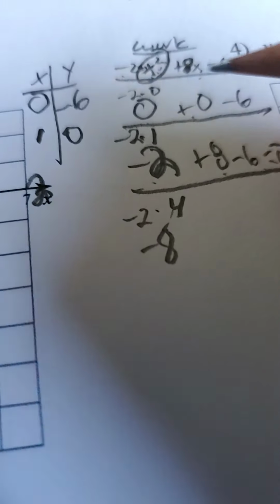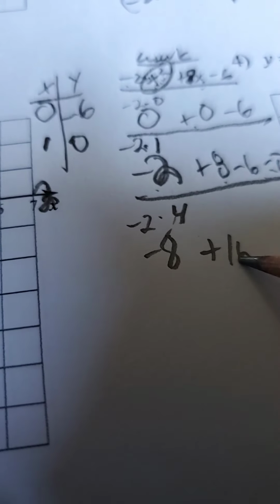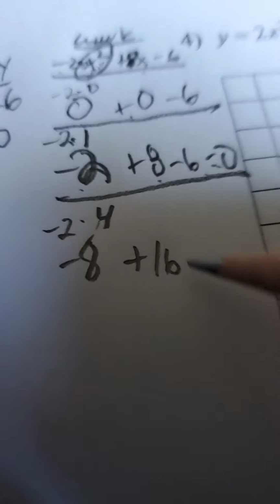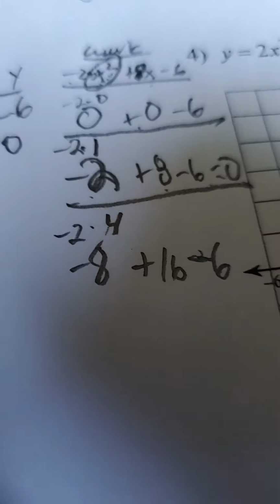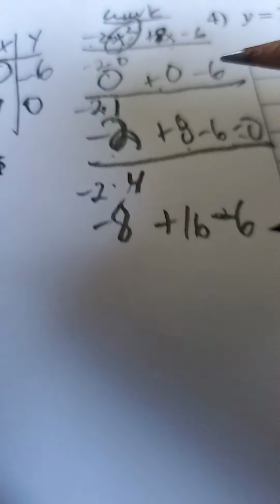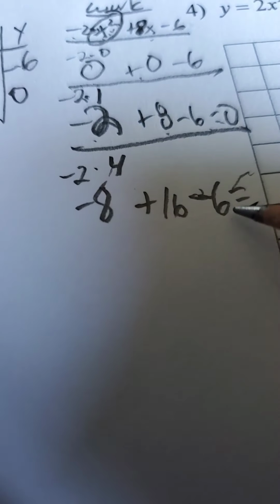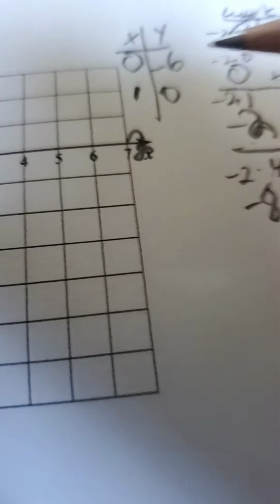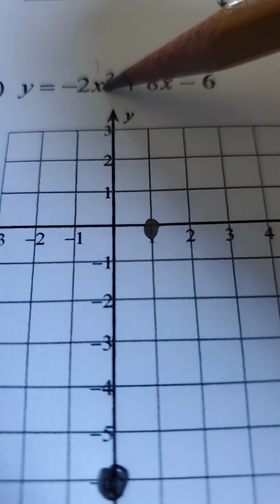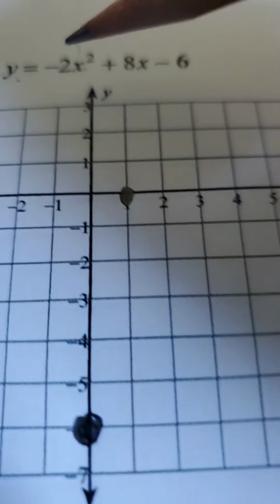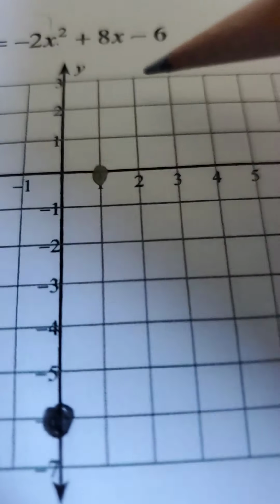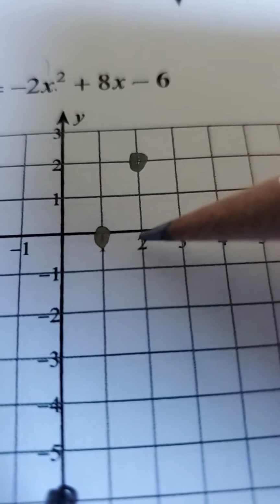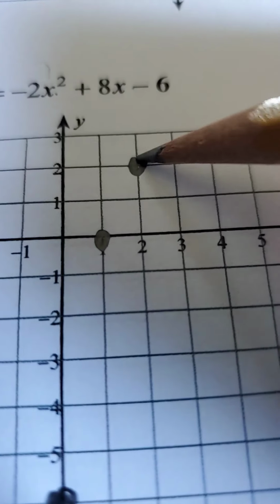Plug in a 2 for x here and I get +16. And remember the constant is -6. Do not multiply it by x because it doesn't have an x on it. When I add all those together, let's see, I'm going to add the two negatives and get -14, +2. So when x is 2, y is 2. If I put a 2 in for x, I'm going to get a 2 for y. That ordered pair is right there. The ordered pair, 2 for x, 2 for y, is a single dot.